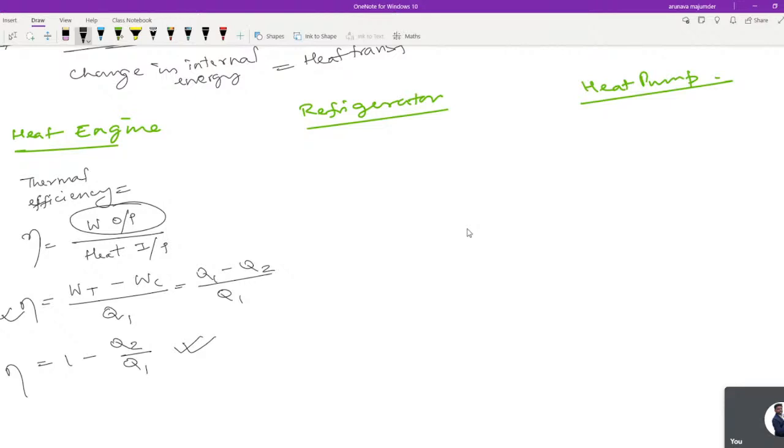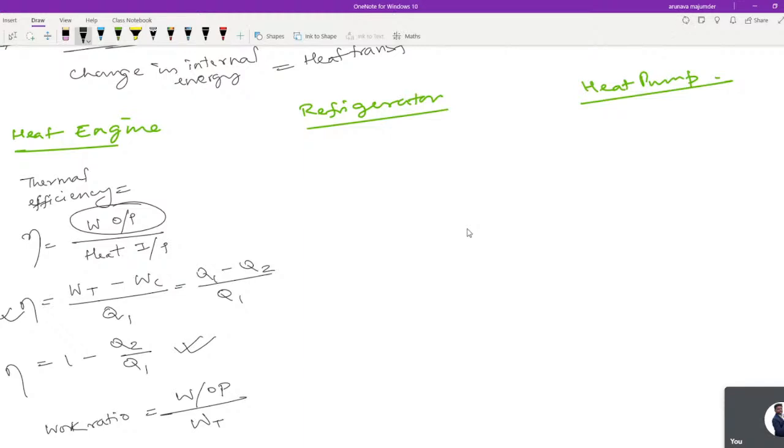Right? Now there may be another question like work ratio. So work ratio is again net work output to the turbine output. So again, we have to substitute wt minus wc and we'll get this.